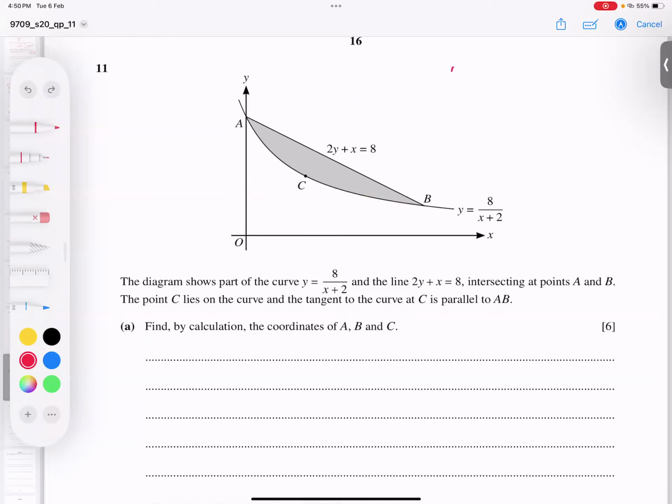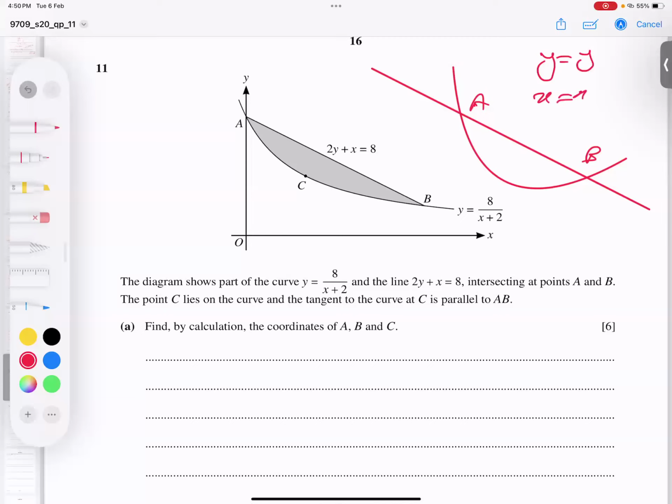So common sense, whenever a curve and a line intersect, for example this. How can we get the A and B coordinates, students? Solve them simultaneously. It means y equals y or x is equal to x. This is the y value, you can see the y value. I will plug in this y value here. So let's start. 2y plus x is equal to 8. I copied the line, and this y value I'm going to put there.